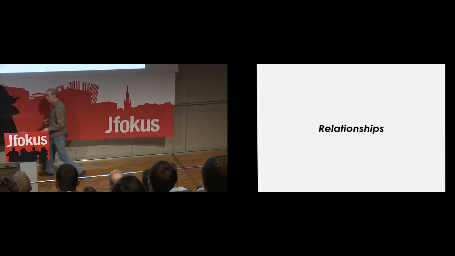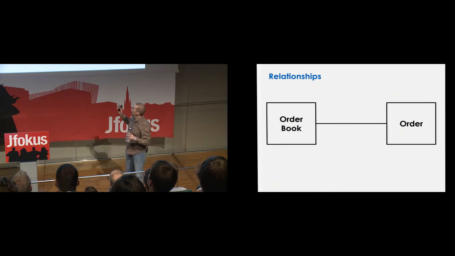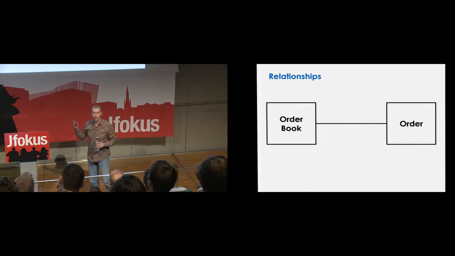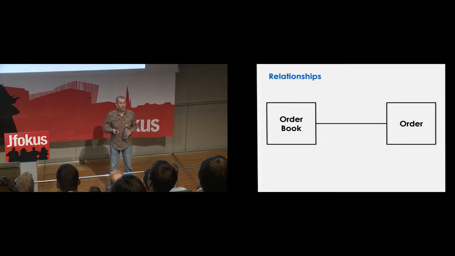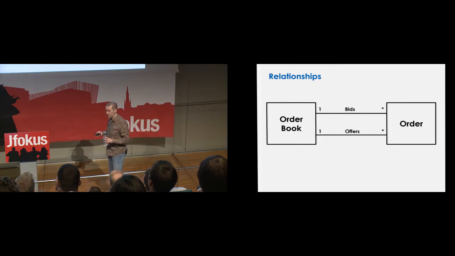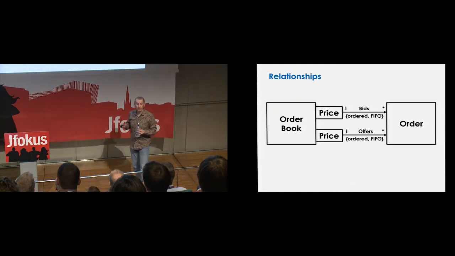Relationships. So we draw all these little boxes, and we draw lines between them. In a modeling world, I do a lot of work in finance, and we tend to have order books, and orders that sit on those order books, and people will just draw a line. The really interesting thing is, what is the detail in that line? If we look at it, it's actually two relationships. We've got bids and offers. It's one to many. We dig into it a bit more. It's also qualified on price. And it tends to be ordered in a FIFO manner.